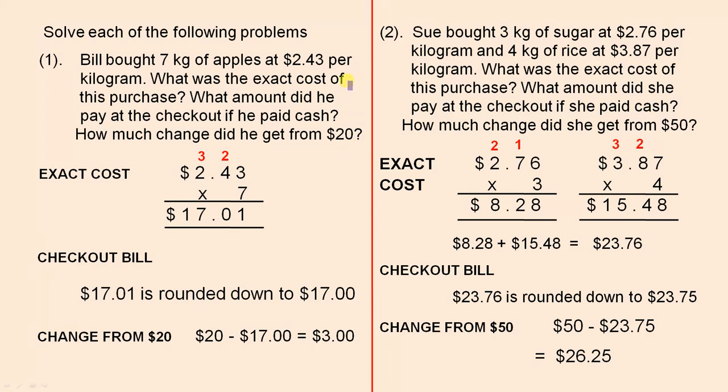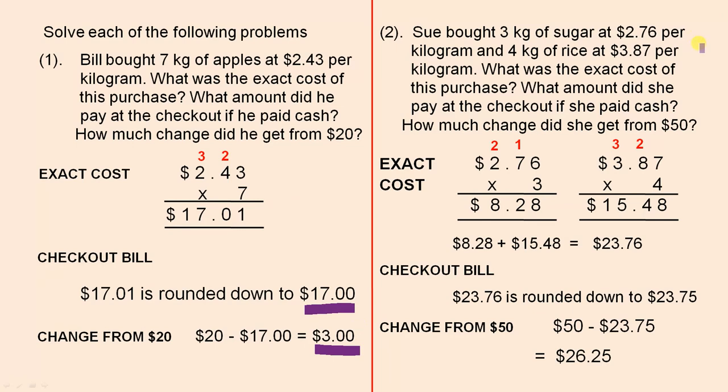So firstly we have to work out what was the exact cost of the purchase. So $2.43 times 7. That's $2.43 per kilo of apples. He bought 7 kilos. When you do that multiplication with the trading, we get $17.01. Now at the checkout, because there are no such thing as 1 cent pieces, $17.01 is rounded down to $17. So the checkout bill is $17. So the change from $20 will be $20 minus $17, and that's $3.